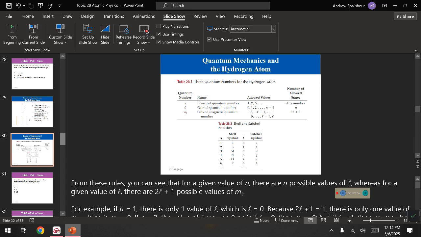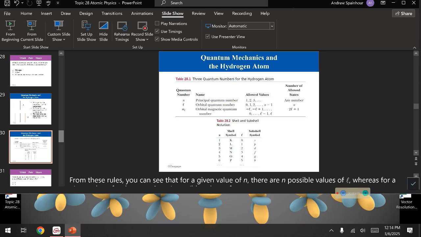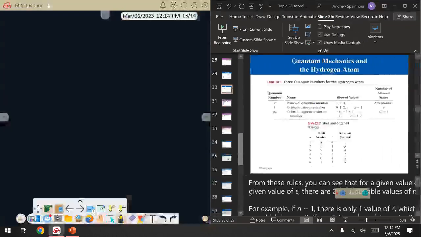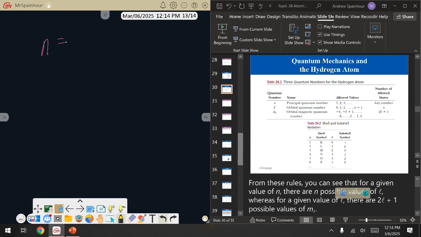But again, mathematically, I should be able to say something to the effect of, let's go ahead and put that up here. I should be able to say, if n is 1, what are my other possible options? My other possible options with n equals 1 is, well, L has to equal from 0 to n minus 1. Well, n minus 1 is 0, so the only possible L for that particular case is 0. Okay, and ML ranges from negative L to positive L, or in this particular case, ML's only option is 0. So if n equals 1, these are the only possible states.